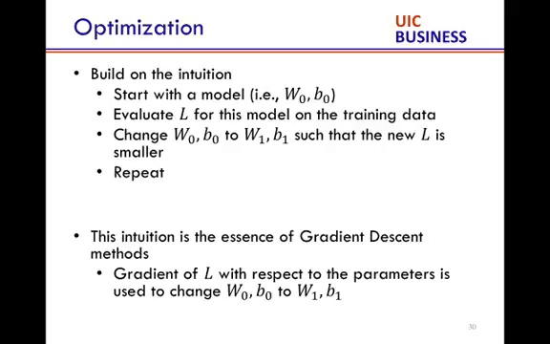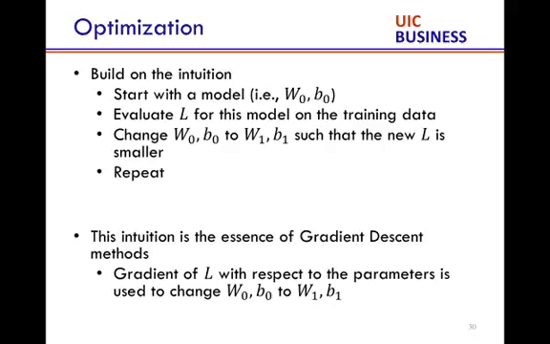Here we're going to look at continuous optimization, and within continuous optimization we're going to look at just first order methods, which means that we're going to use gradients. So what is the intuition? The intuition is we're going to start with the model W0 B0.